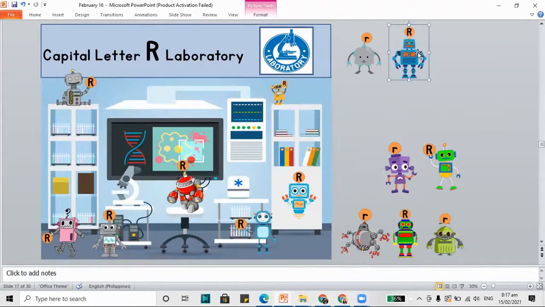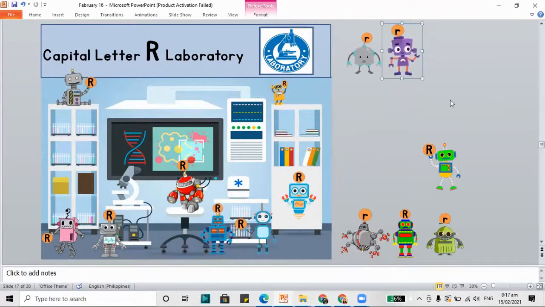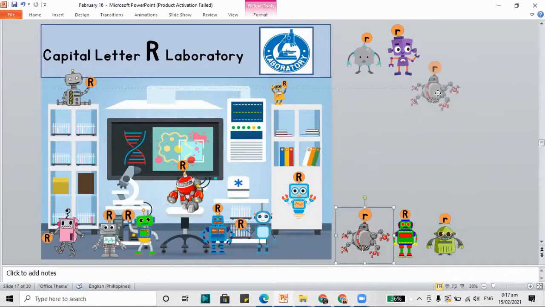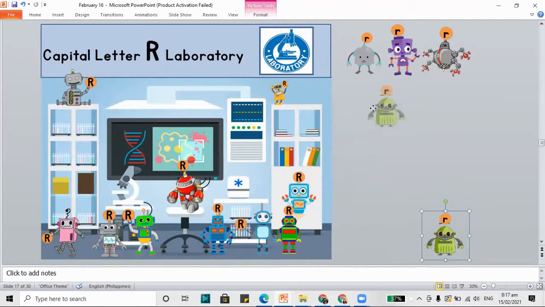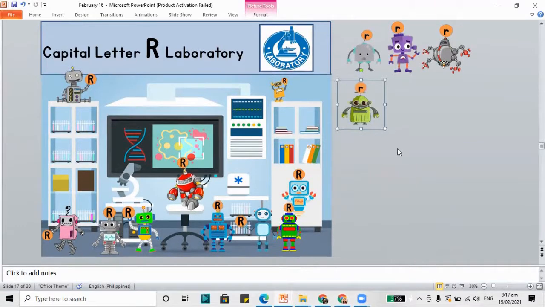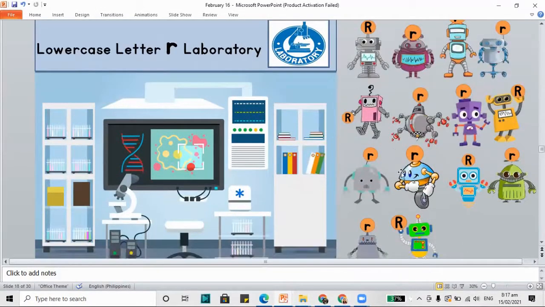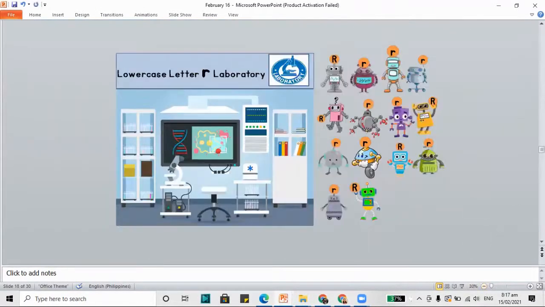This blue robot, it's capital R also. How about this purple one? It's lowercase. This one, this is capital R. This one, it's lowercase. This one, it's capital R also. And the last one, is this capital R? No, this is lowercase.